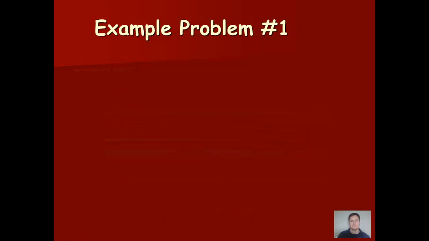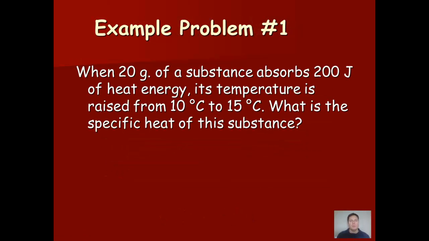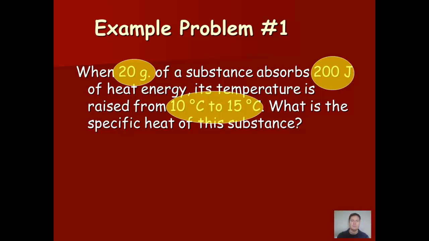Try this. When 20 grams of a substance absorbs 200 joules of heat energy, its temperature is raised from 10 degrees Celsius to 15. What's the specific heat for this substance? So let's identify what we have. First thing, we have 20 grams. Well, grams is our unit of mass. We have 200 joules. Joules is our heat energy, and then we have our temperature.